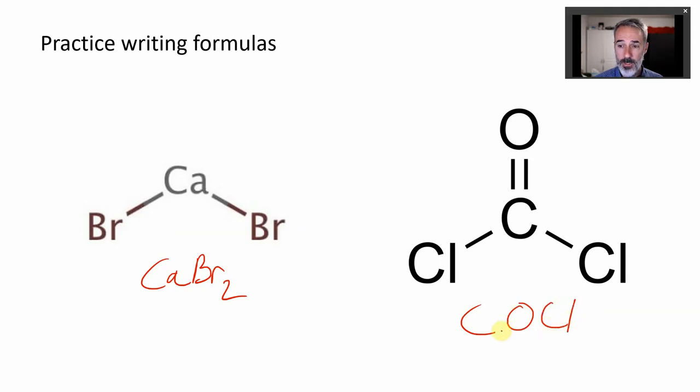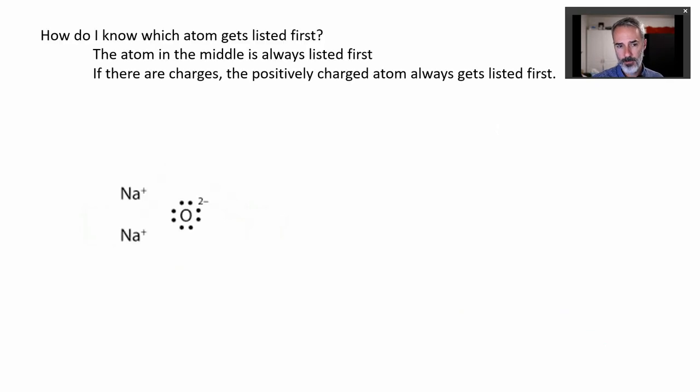COCl. There was one C, one O, and two Cl, so I'm going to write it like that. Now, if you wrote it this way, that's perfectly fine as well. Not a big deal. If you're wondering about the order of things, there are some rules for the orders beyond the first one being in the middle, but not a big deal for right now. So if we're doing these kind of structures, the one in the middle always goes first.